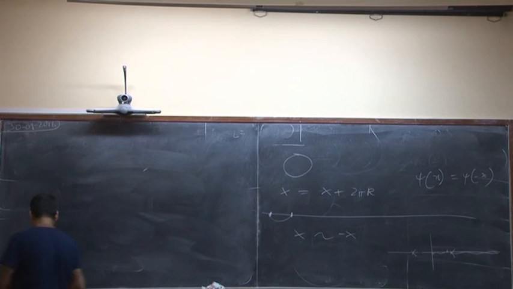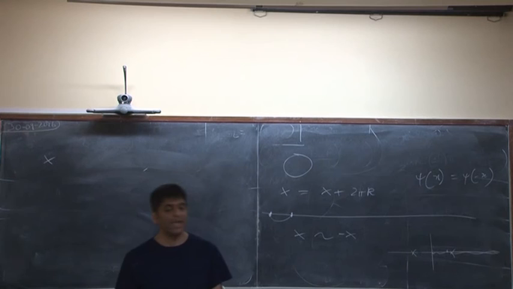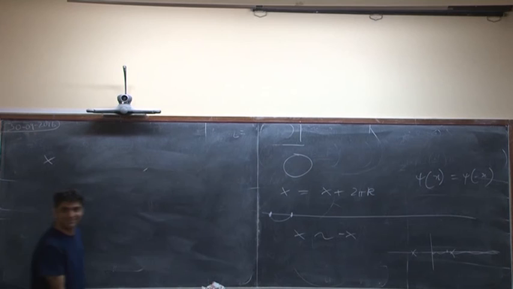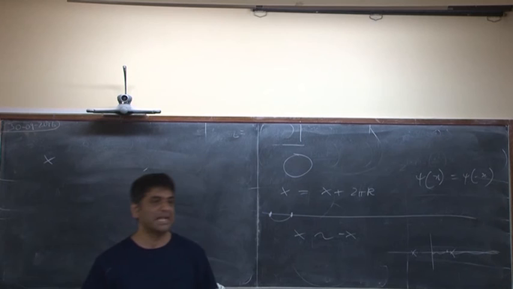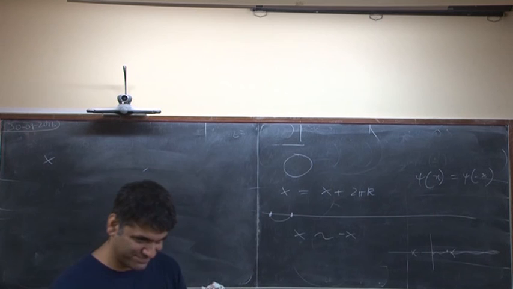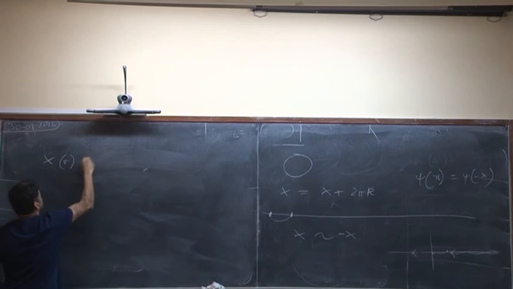Okay. So suppose I have this kind of identification. So what should I do in my expansion? Okay. So we have two sectors. The first sector is the one in which X comes back to itself as X goes around sigma. The second sector is the one in which X comes to minus itself as X goes around sigma. So one sector is X of sigma is equal to X of 2 pi plus sigma.